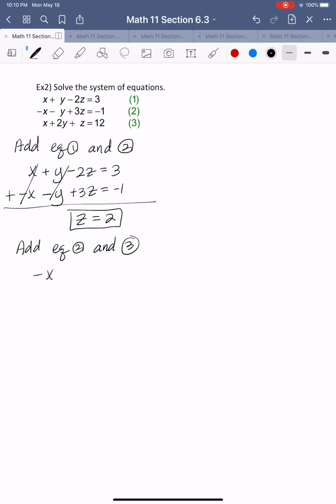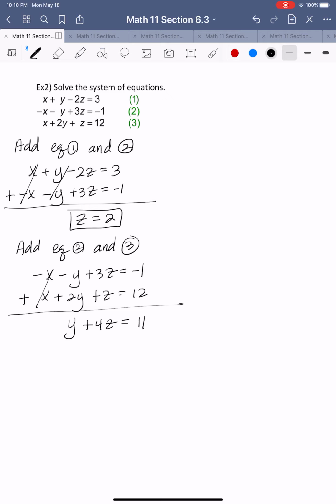So negative x minus y plus 3z equal to -1. x plus 2y plus z equal to 12. So I'm adding it up. And then y plus 4z equal to 11. But since we know the z, I'm going to plug in z as 2 for y. So y plus 8 equal to 11. And subtract the 8 from both sides. And then I got 3 for y.